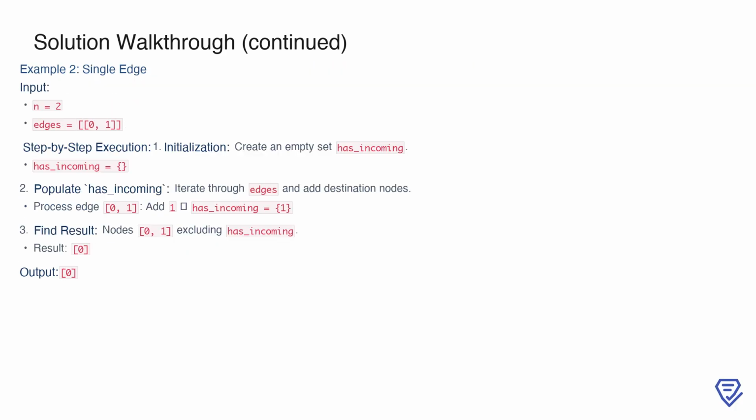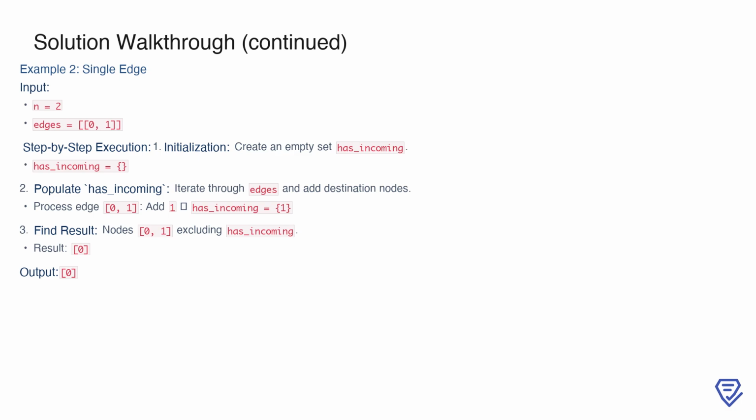Let's consider another example with a smaller graph. Here, n equals 2, and there is only one edge, 0, 1. Again, we start by initializing an empty set has_incoming. As we process the single edge, we add its destination node, 1, to the set. This gives us has_incoming equals {1}.